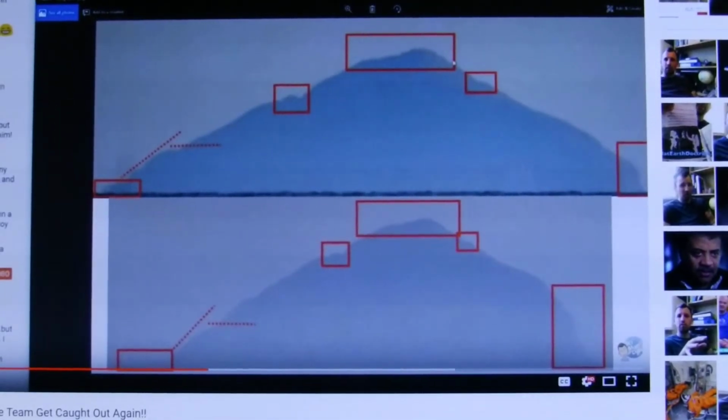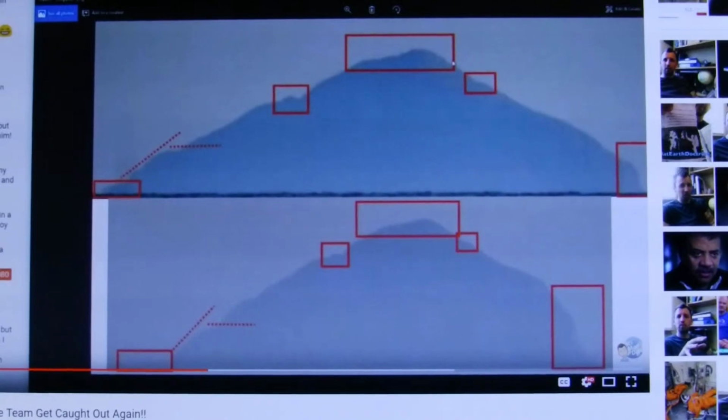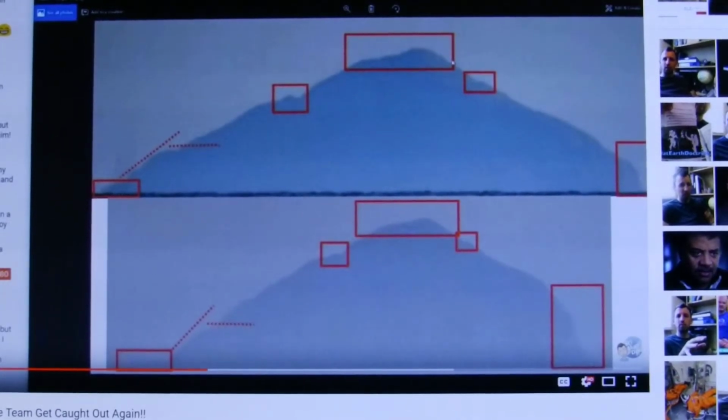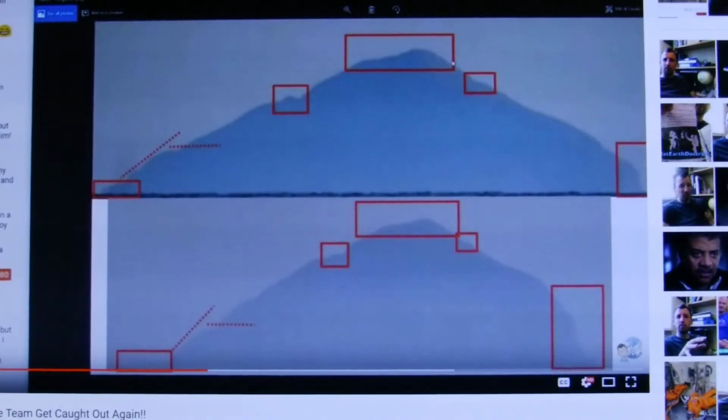I shouldn't bother getting into this, but hey. This is someone's attempt to line up two photographs. They've been drawing boxes around things that they think match. The thing that jumped out at me is the relative size.